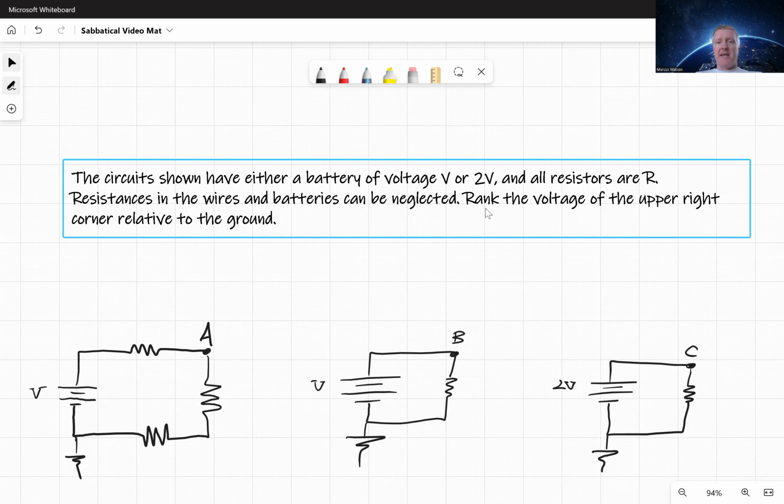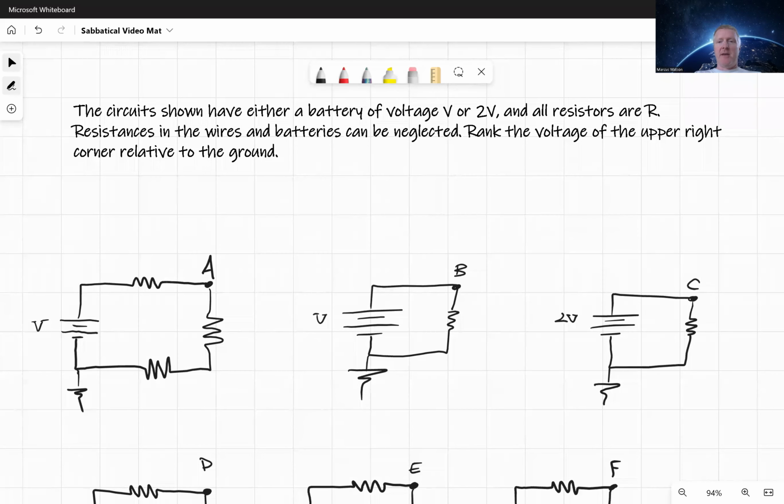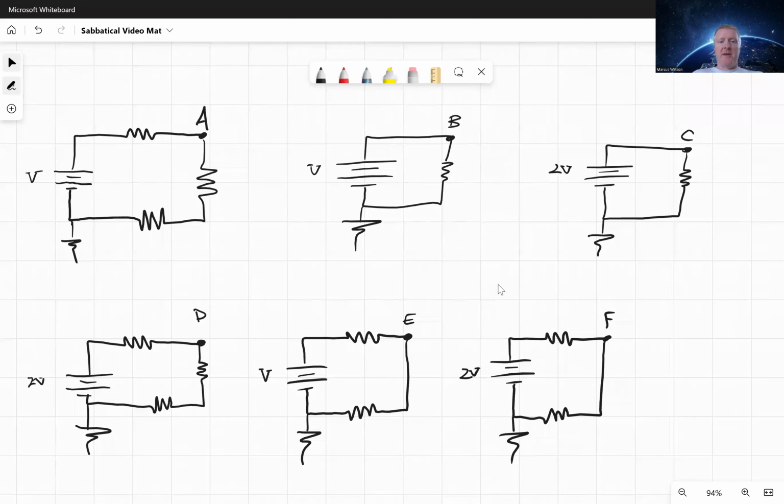So our task here is to rank the voltage of the upper right corner of the circuit relative to the ground. And you can see I've labeled them with the letter here, A, B, C. And then we'll go down here and we'll see D, E, and F. Now, just to remind you of some of the symbology here, the batteries are the lines over on the left side here, and I've labeled the battery voltages. You can see it's either V or it's 2V.